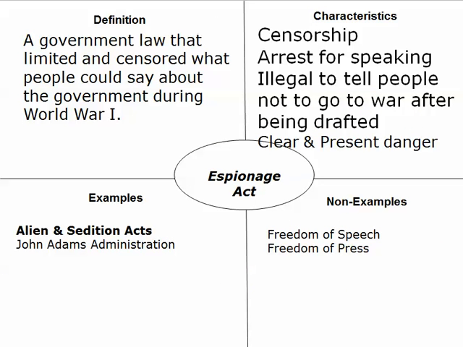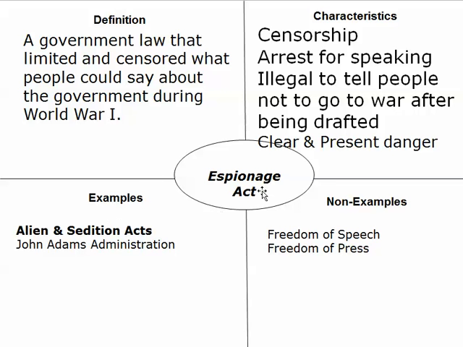So the Espionage Act, the government passed this law that censored people and their speech, limiting what they could say or do in regards to the government and the military during times of war. And so the characteristics are censorship and arrest for speaking out against the government or military. It's illegal to tell people not to go to war after being drafted, and clear and present danger. Any language can be considered clear and present danger to the United States military or government.